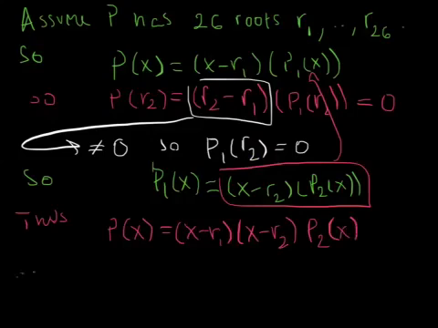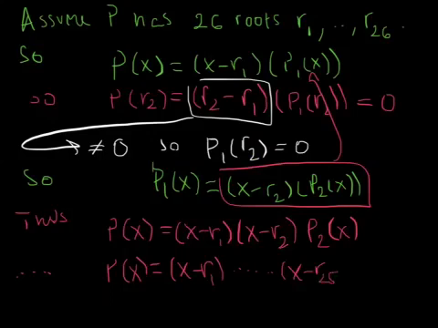Alright, now I'm going to go all the way down the road. I'm going to fast forward a little bit. I suggest that you at least do the next step, but then fast forward. And we'll get to the point where we have p of x is equivalent to all the factors, x minus r1, all the way up till we have x minus r sub 25, times some other polynomial, we'll call it p sub 25 of x.